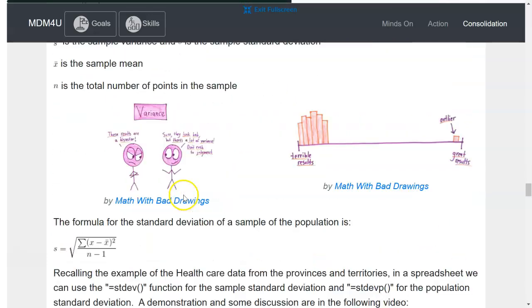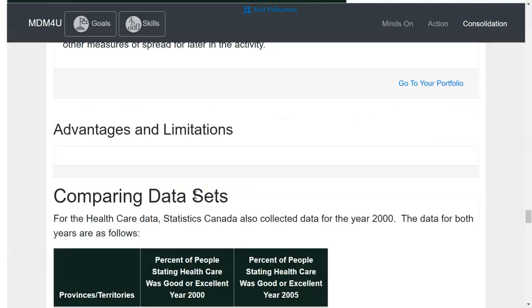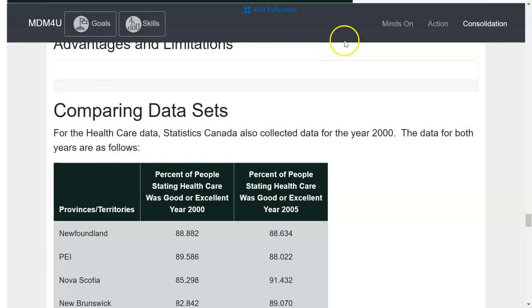That's all we need for now: standard deviation, bigger, more spread out. But there are some issues, okay? And we're going to get to that in a bit as we move on into our analysis.